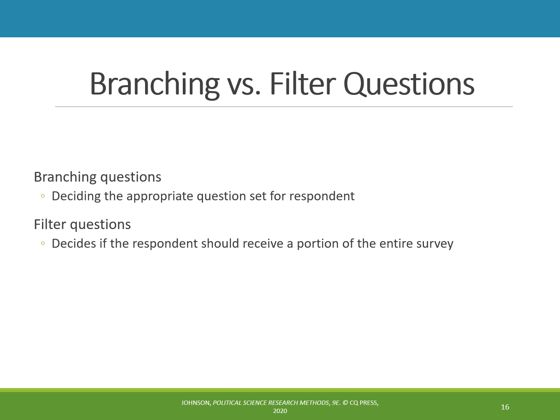So within your survey, there are two ways to go about sorting out the people who respond to your survey. One way is by branching, and the other way is by filtering. Two sides of the same coin. It just depends on what you're interested in attaining from the process. So with branching, you decide the appropriate question set for the respondent.